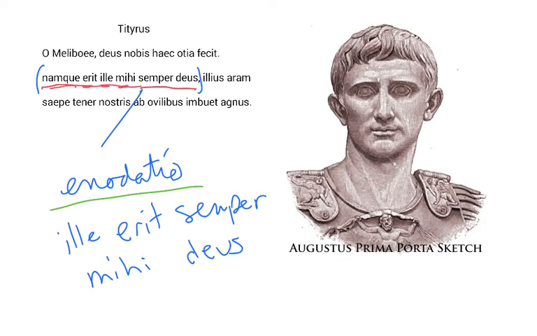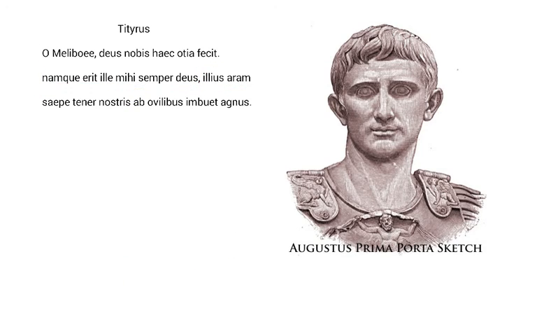Namque erit ille mihi semper deus, illius aram. Vergil continues, a lamb, agnus, that is tener, gentle or slender, imbuet. Here's our third conjugation verb in the future tense. Notice the e, because it's from imbuo, imbuere, third conjugation, the e means that it is future. A tender lamb, ab ovilibus nostris, from our flocks.